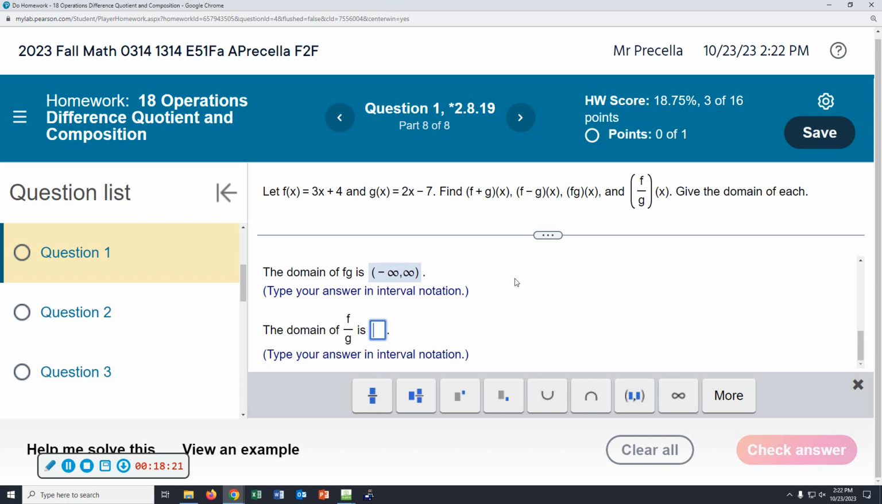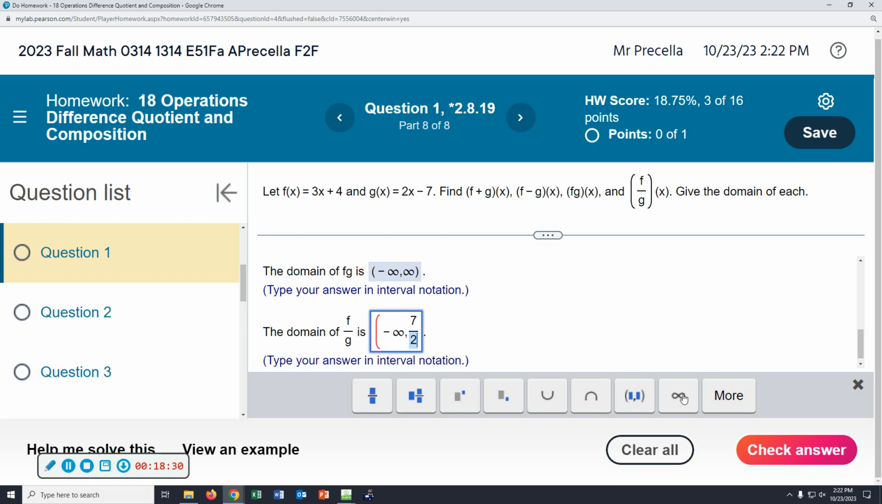So, parentheses, negative infinity, comma, 7 over 2. Don't do that. If you do, it's going to count it wrong. The parentheses can't be in the bottom of that fraction. So I'll say right arrow, parentheses, parentheses.